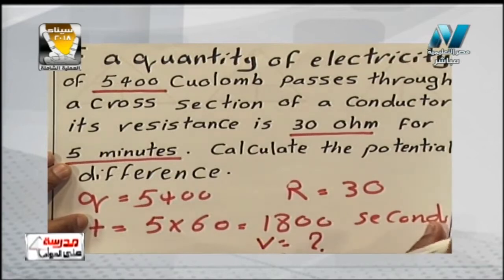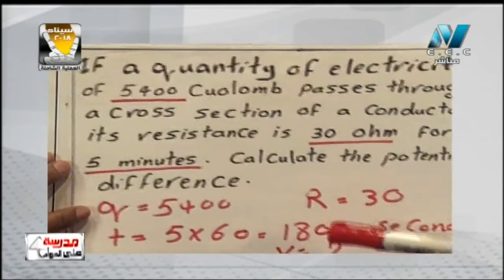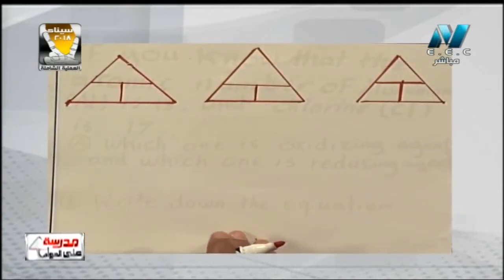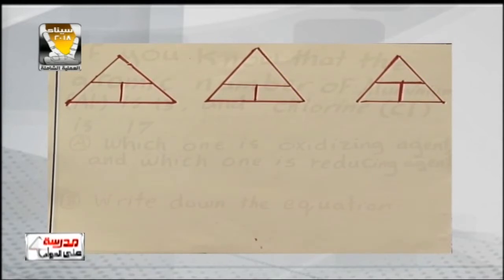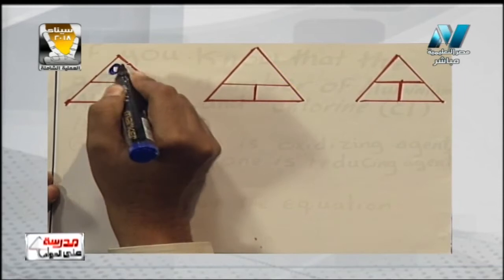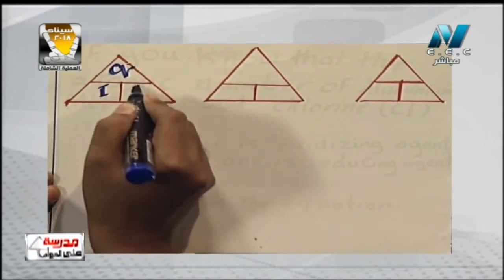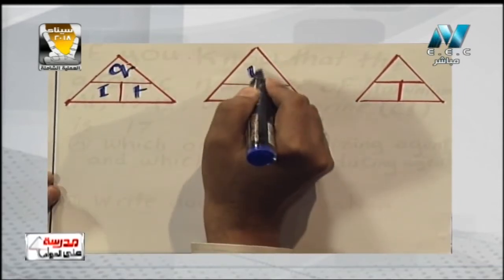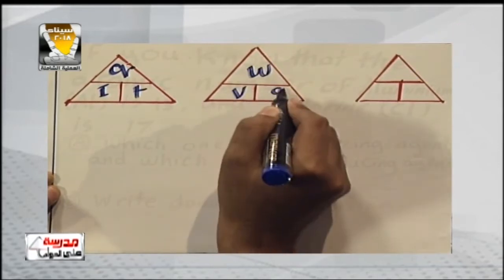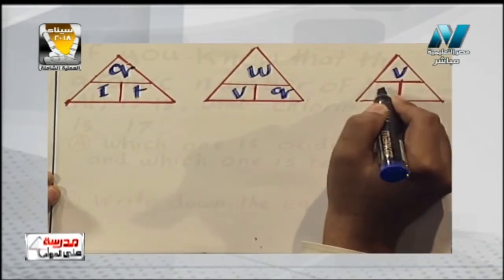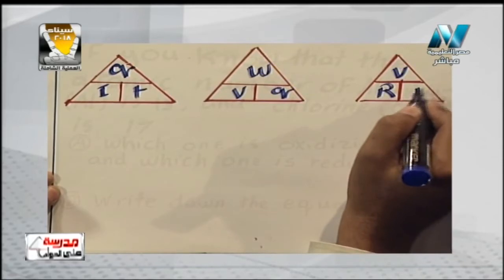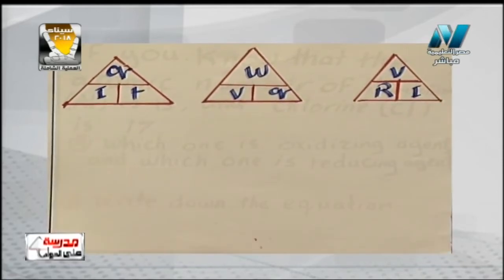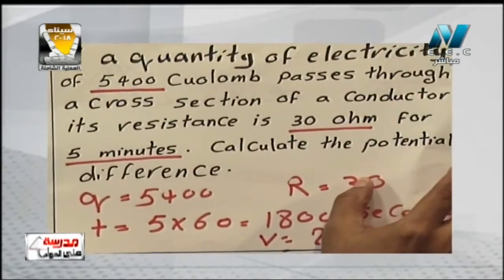What can we do now? First, we must write down our triangle. Number one, do you remember, my dear student? Number one is Q, I, T. Second, W, V, Q. Third, V, R, I. Now, let's try to find the relation between any 2 givens here.